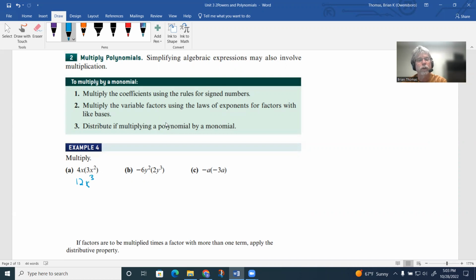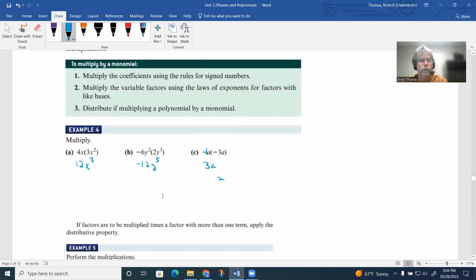Notice how if I have negative 6y squared times 2y cubed, again, we want to multiply those coefficients together to start with. Negative 6 times 2 would be a negative 12. And then y squared times y cubed, we would add exponents, and that would be y to the fifth. So negative 12y to the fifth. And remember, that's really like a negative 1 times a negative 3. That's actually going to be a positive 3. And a times a would be a squared. So that's how we multiply the monomials.